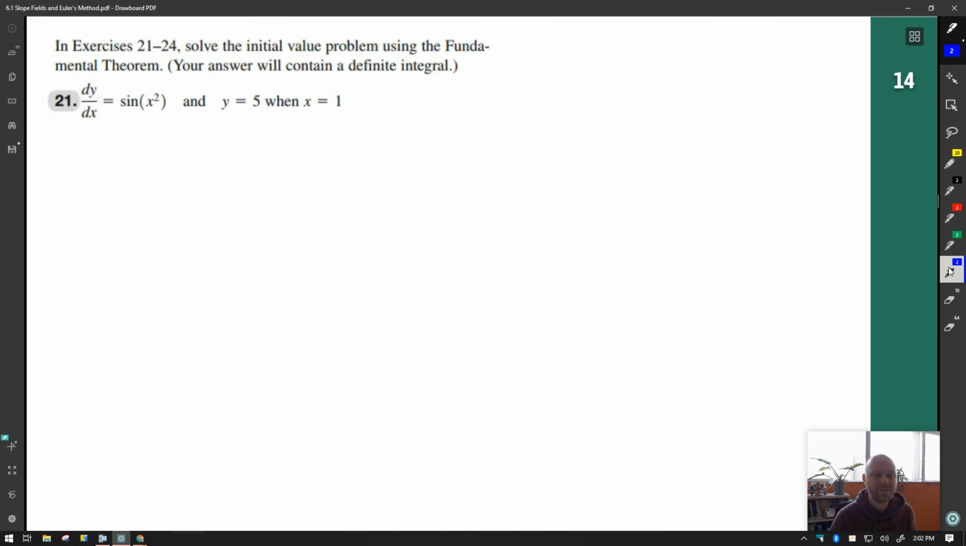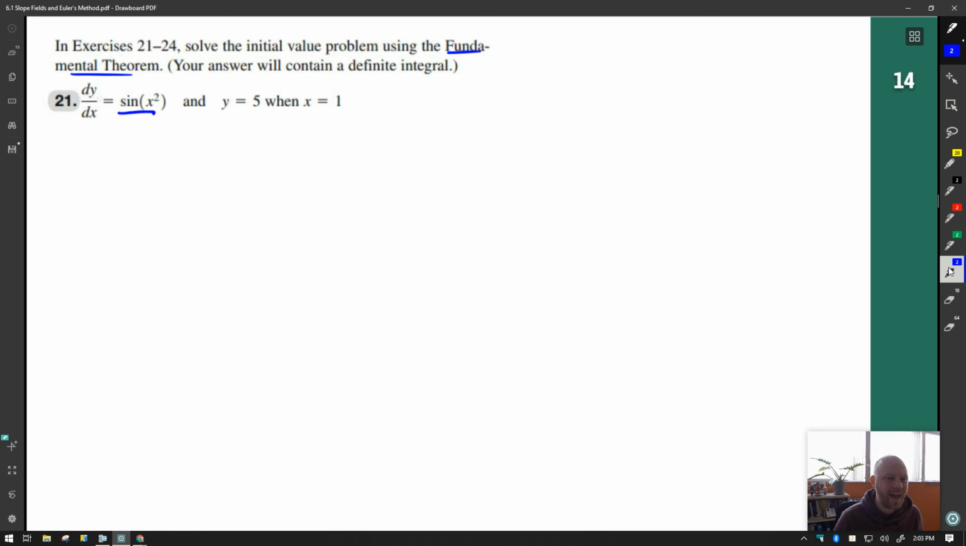So let's see one from the textbook. In this exercise, we want to solve the initial value problem using the fundamental theorem, and it's kind of set up the same way. So here's the derivative. That's going to go into the integral. And the reason I know I'm going to use the FTC here, not just because the directions say to, but because I can't find an antiderivative of the sine of x squared in my head. I'm not even sure I could with upper level calculus.